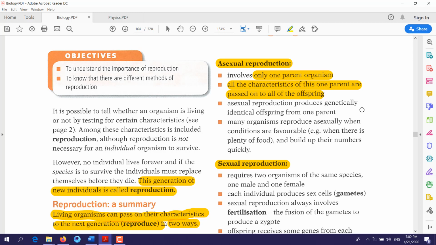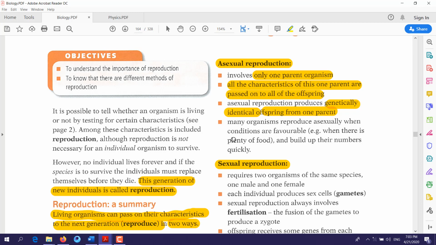Then, because all the characteristics pass from the parent to the offspring, the parent and offspring will all be identical. What do we mean by identical? The word identical means it's like a copy, something exactly the same. So asexual reproduction produces genetically identical offspring from one parent. What does that mean? All the offspring will be genetically identical to the parent. Why is this? Because only one parent was involved in the reproduction.